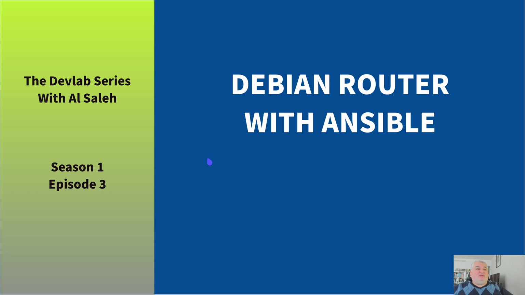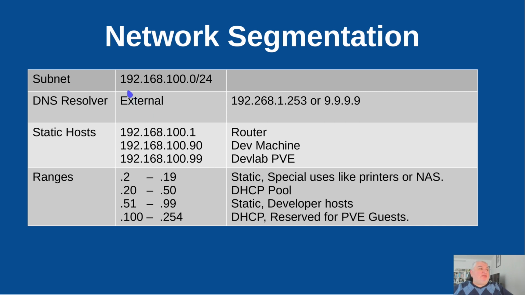Now that we have routing enabled in our network, we need to discuss network segmentation. So we know our subnet now, and we are using an external resolver for the time being. Later on, we have to install a dedicated DNS server so that we can have our own domains in our network, and later on also we need to connect them to SSL, and we'll have our own certificate authority. But that will come later in the series.